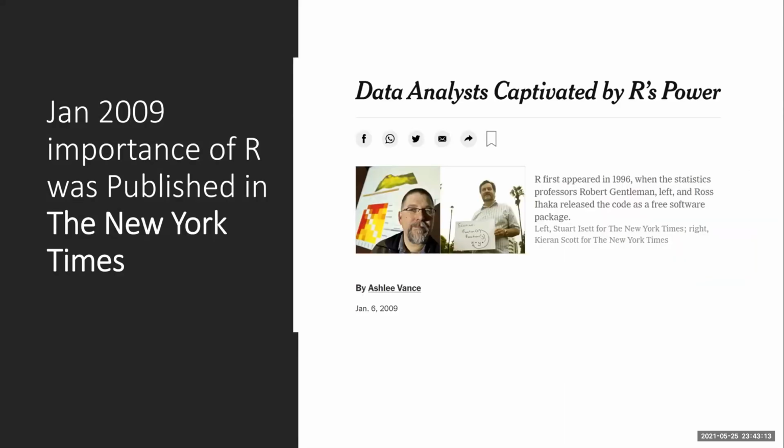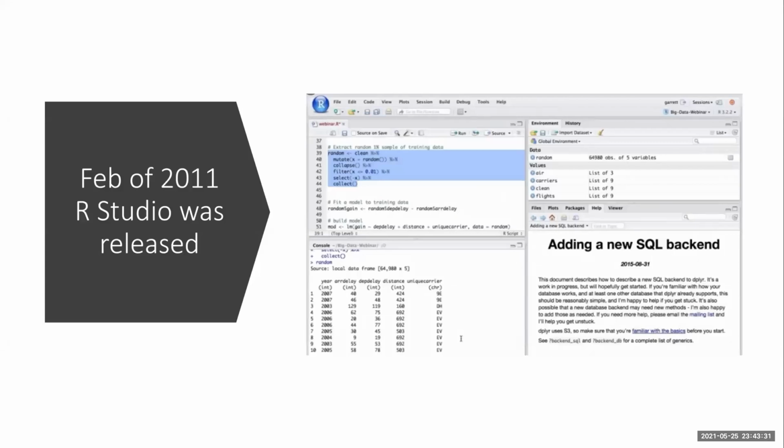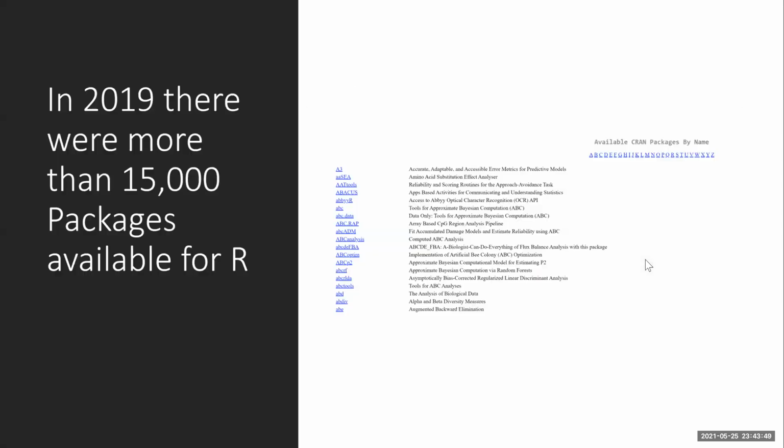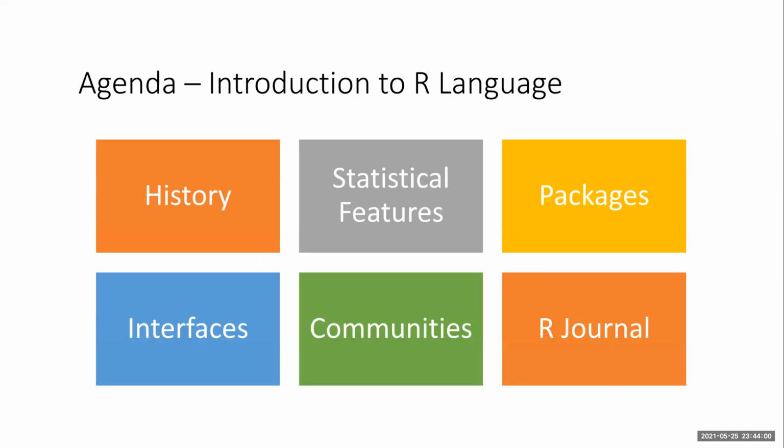In January of 2009, the ability of R to captivate analysts was published in New York Times. And it was from that time that R got real attention of analysts, despite the fact that it was available for quite a time to the analysts. In February of 2011, R Studio was released and it made the use of R language quite easy. In June 2015, R Consortium was founded. This is a combination of a number of organizations which work on development of R and R community. In 2019, there were more than 15,000 packages available in R for different functionality, and the list is growing on a regular basis.